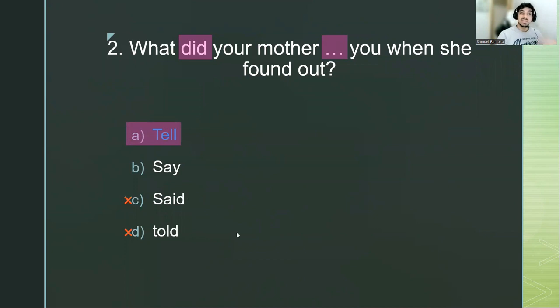So if you pay attention to the sentence, we get, what did your mother tell you? This you is the key, okay? That is the key. We say, tell someone, tell you, tell me, tell him, okay? But with say, we don't use this structure. We don't say you, okay? We say to you, say to her, say to him, okay? But here we don't have a preposition, so tell is the correct answer. Great. Let's move on to question number 3.